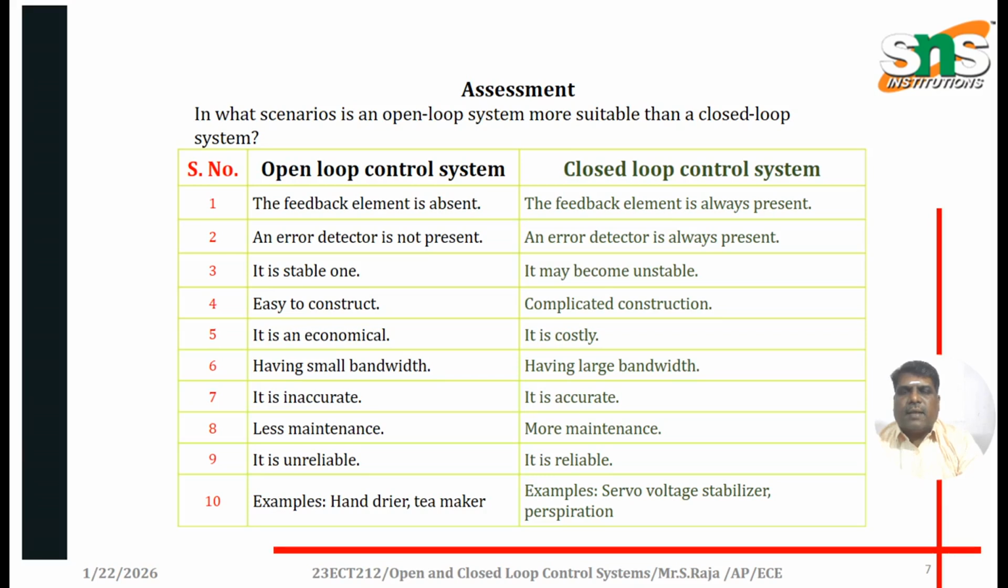Open loop is economical and closed loop is costly. Open loop has a small bandwidth and closed loop has a large bandwidth. Open loop is inaccurate and closed loop is more accurate. Open loop has less attenuation, closed loop has more attenuation. Open loop is unreliable and closed loop is reliable. Examples of open loop are a hand dryer and a tea maker. Examples of closed loop are a servo voltage stabilizer and perspiration.